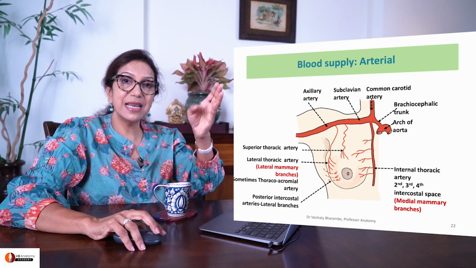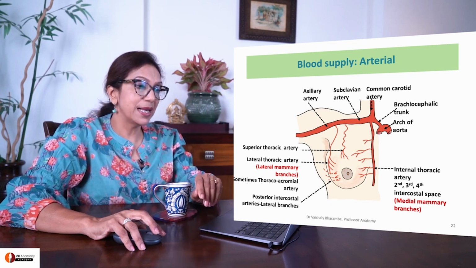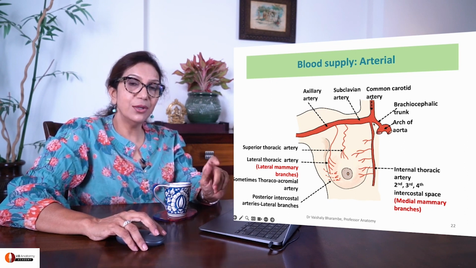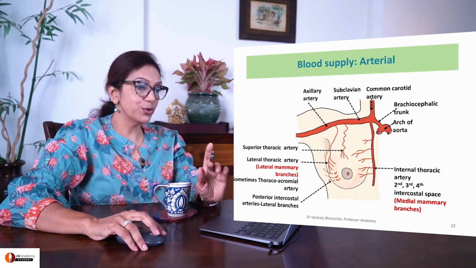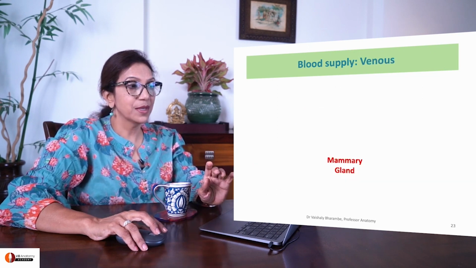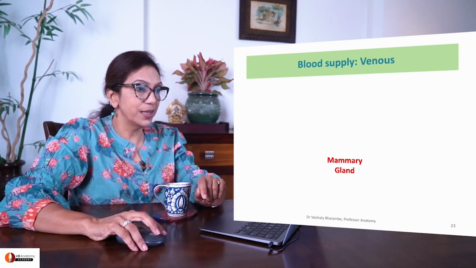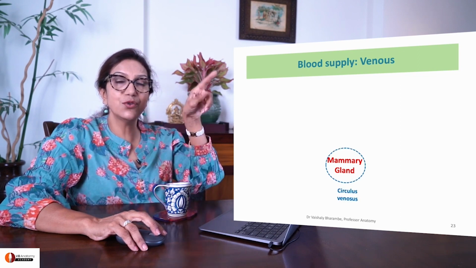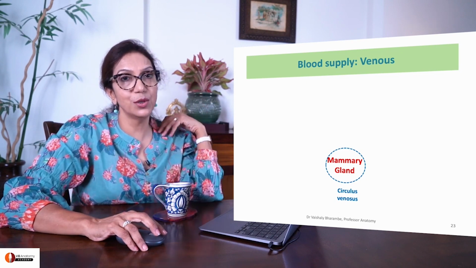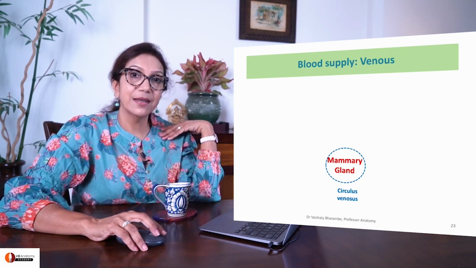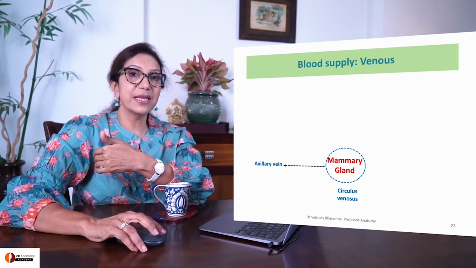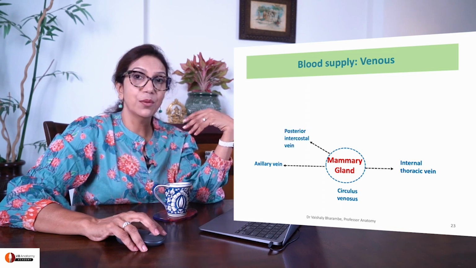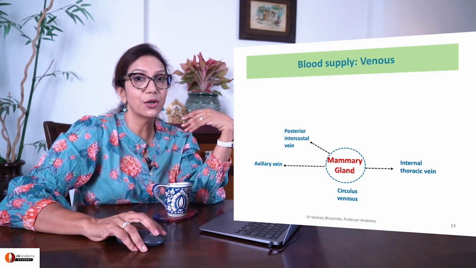So the four sets of branches supplying the mammary gland are the internal thoracic, superior thoracic, lateral thoracic, and lateral branches of posterior intercostal arteries. The venous drainage is a little peculiar. This is the mammary gland. Just beneath the areola, a circle of venous drainage is formed, which is called the circulus venosus. From the mammary gland, blood is drained laterally into the axillary vein, medially into the internal thoracic vein, posteriorly into the posterior intercostal vein.